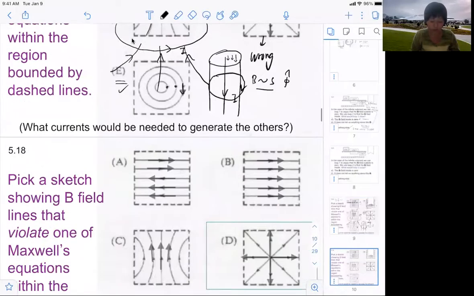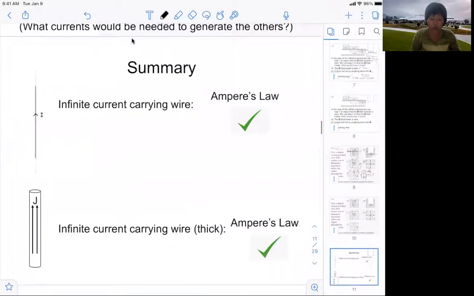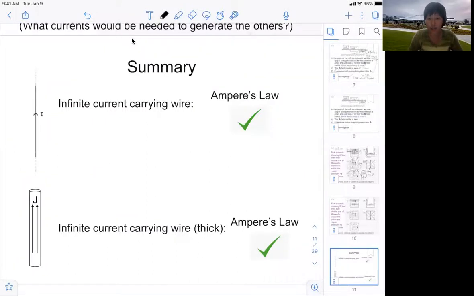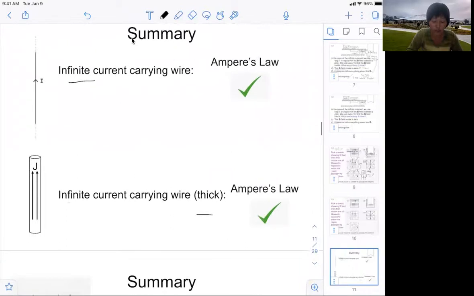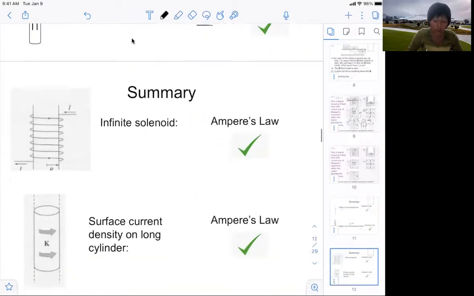D is not possible. All right, so I'm going to summarize everything that can be solved by Ampere's law. If you see an infinite current carrying wire, Ampere's law. You see a thick wire, we can also use Ampere's law. Oftentimes you will say it's still infinitely long, which means the length is much larger than the radius, so it's still a good approximation. You see a solenoid, obviously we use Ampere's law.